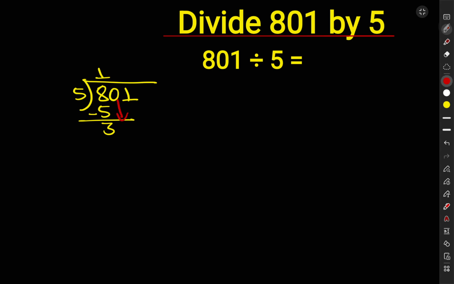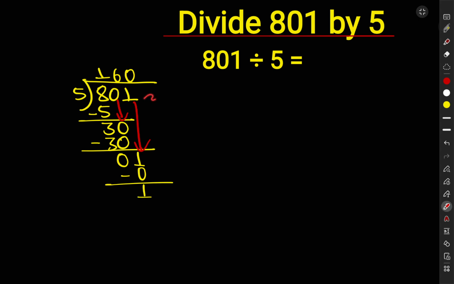So now we put down this 0 and it is 30. So 5 times 6 is 30. On subtracting we get 0. So again we put down this 1 and 5 times 0 means 0. On subtracting we get 1.